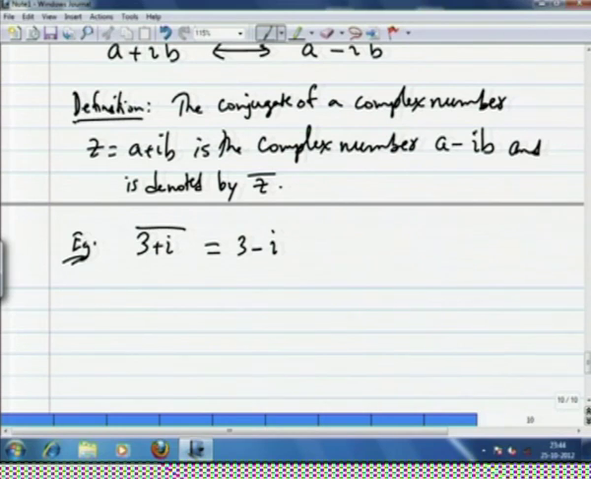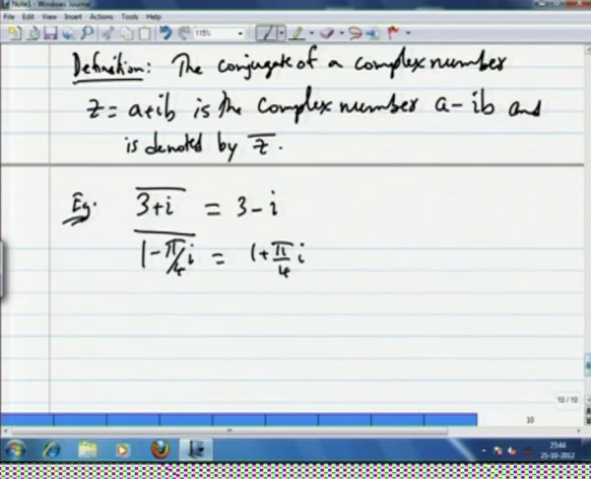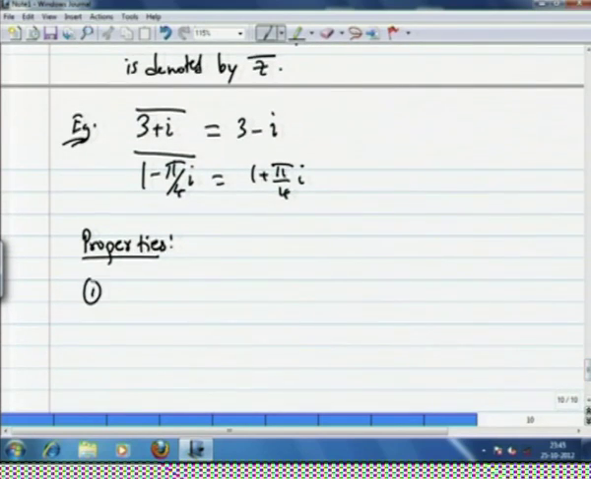So, for example, 3 minus i, and then 1 minus pi by 4 i, its conjugate is just 1 plus pi by 4 i. And we will see some properties of this conjugation. So, firstly, the conjugate of a conjugate is the complex number itself. That is because if you reverse the sign on the imaginary part twice, you get back the complex number.